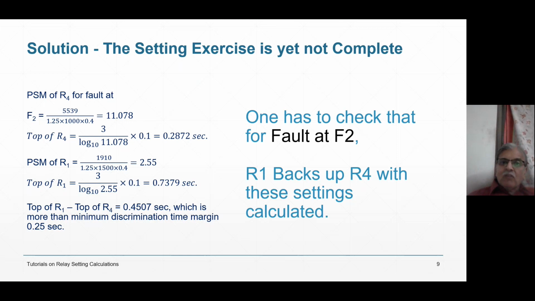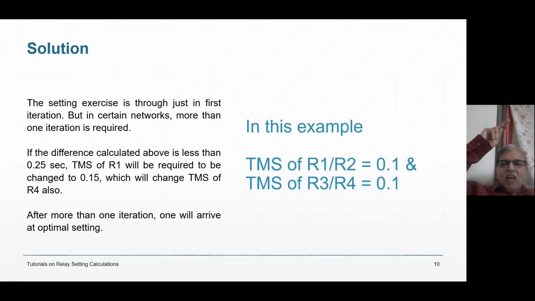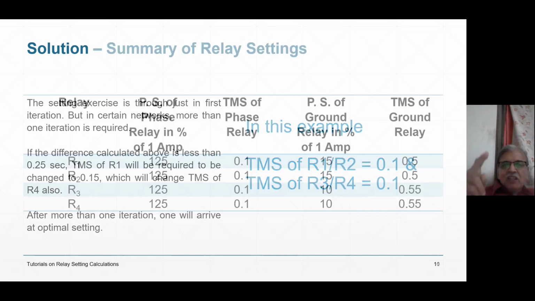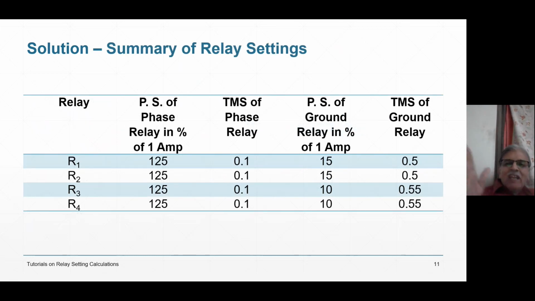Lucky, my dear friends. Very lucky. One has to check that for fault F2, R1 backs up R4 with these settings calculated, which my friends we have done, and therefore now our exercise is fully complete. So plug setting and time multiplier settings I have found out, right? I have not to go for the second iteration, and therefore I can summarize now.